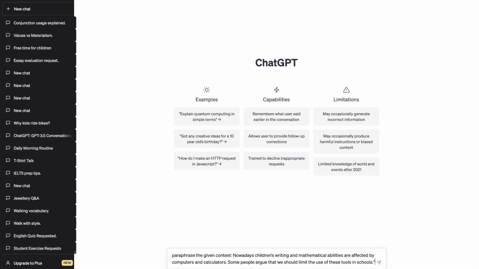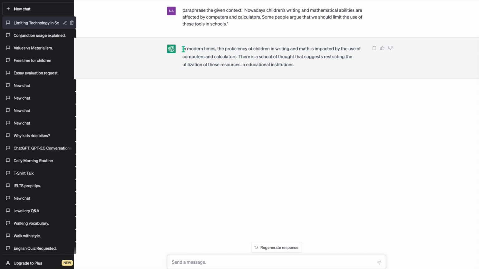And here I would just paste it. Okay, and let's see. Here you can see it has given us the paraphrased text of this context. Now you can see instead of "some people argue that we should limit the," here it is saying "there is a school of thought that suggests restricting the utilization of these resources in the educational institutions." In that way you can improve your paraphrasing skill.